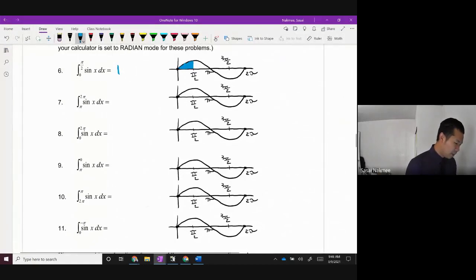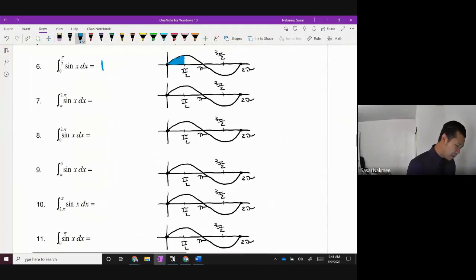Okay, so let's try this again. For number 7, I'm calculating the area from pi to 2 pi, right? That's this area right here from pi to 2 pi. Hopefully you guys do a better job with shading than I do. I don't color very well. You know how you're supposed to learn how to color or stay within the lines? I can never stay within the lines. Get too impatient. That's pretty good.